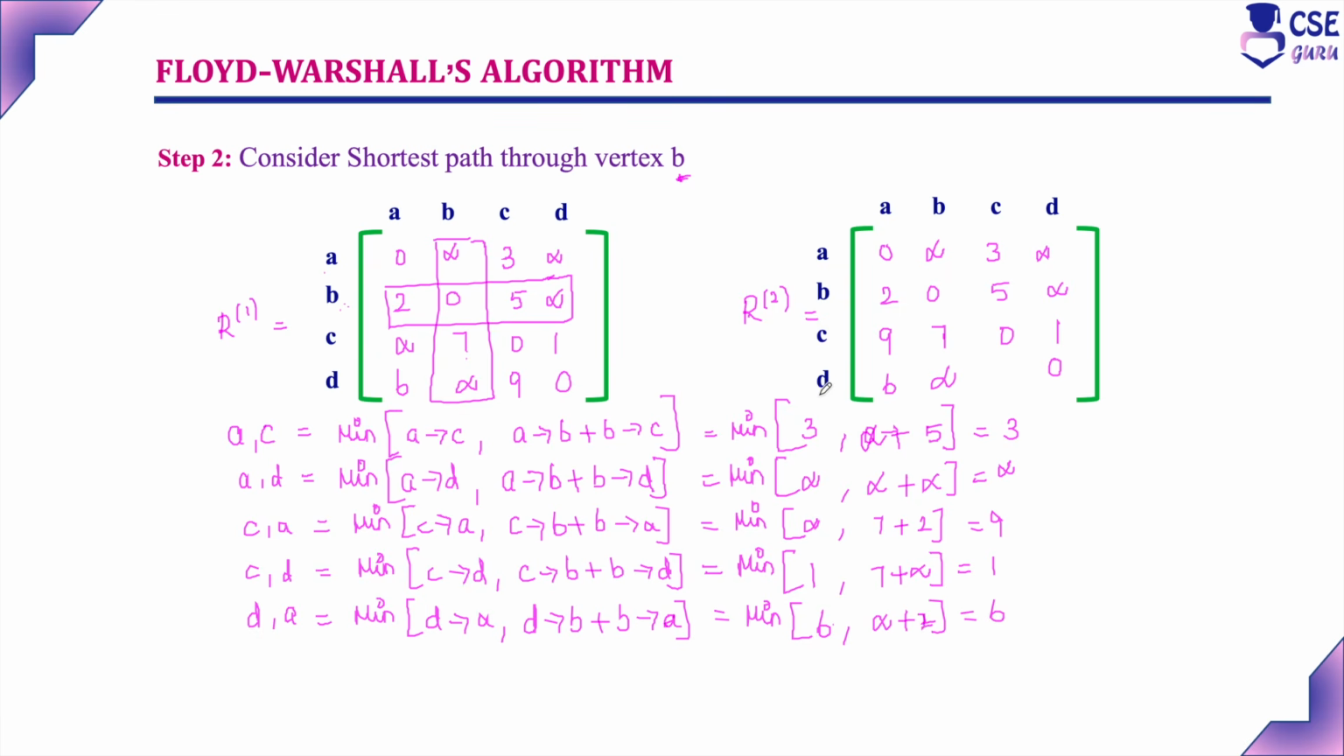Next, we need to find the shortest path for D to C. Minimum of D to C, comma, D to B plus B to C. So minimum of D to C is already 9, and D to B is infinite. B to C is 5. So we will get 9 only. There is no change in this row. So this is a new matrix we have found by considering the shortest path through the vertex B.